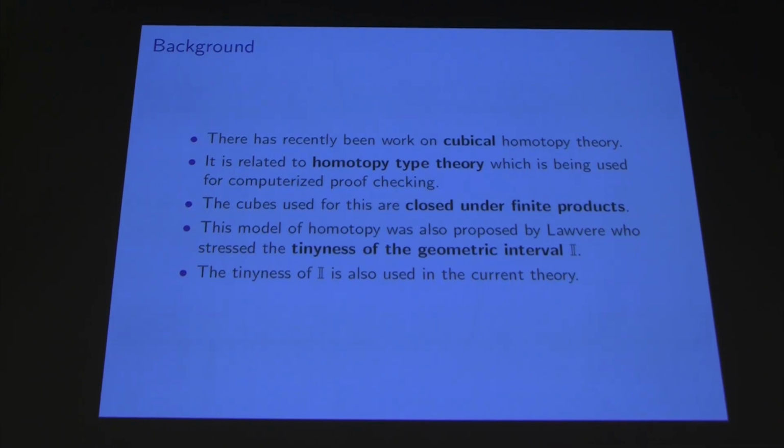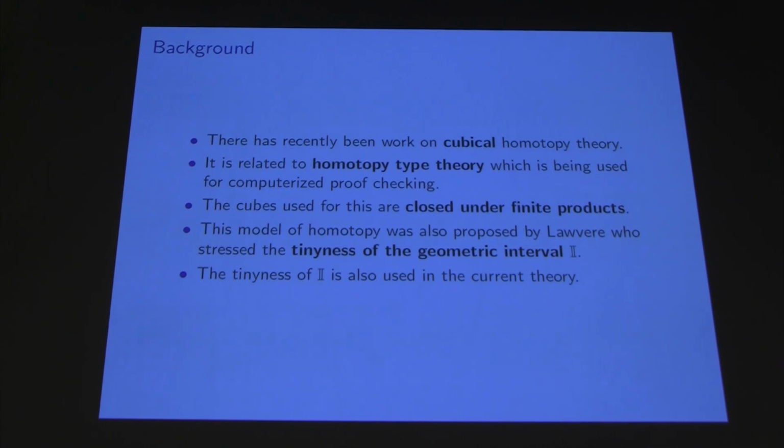models. Now, the cubes that we're using, unlike the cubes that, for example, you'll find in Rick Jardine's work, are what I'm going to call Cartesian. They're closed under finite products. And this is actually also an old idea. It goes back to some lectures of Bill Lawvere, where Bill stressed that you could make a homotopy theory using Cartesian cubes, and you'll have a tiny interval, which is a little bit like in synthetic differential geometry, where you have the tiny ring object there. And so this tiny geometric interval indeed plays a role in our theory as well, and I'll point out where that's the case.